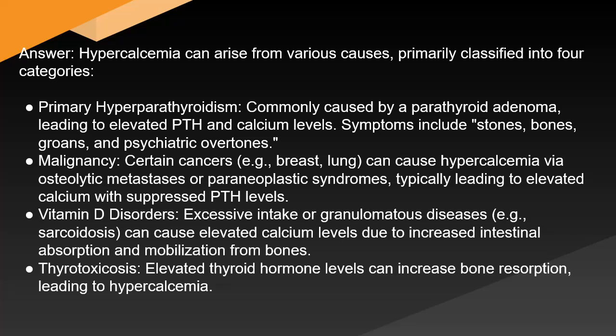Primary hyperparathyroidism, commonly caused by a parathyroid adenoma, leading to elevated PTH and calcium levels. Symptoms include stones, bones, groans, and psychiatric overtones. Malignancy: certain cancers, e.g., breast and lung, can cause hypercalcemia via osteolytic metastasis or paraneoplastic syndromes, typically leading to elevated calcium with suppressed PTH levels.